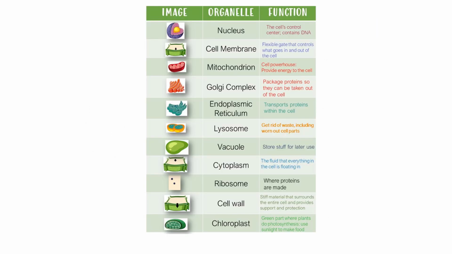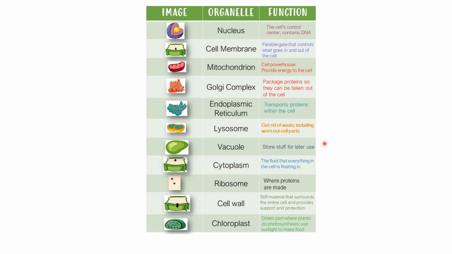And this is a chart that sums up the functions of cell organelles. Nucleus: the cell's control center, containing DNA, the hereditary information. Cell membrane: a flexible gate that controls what goes in and out of the cell. Mitochondrion: the cell powerhouse, providing energy to the cell. Golgi complex: packages proteins so they can be taken out of the cell in the form of vesicles. Endoplasmic reticulum transports proteins within the cell. Lysosome gets rid of waste, including worn-out cell parts.